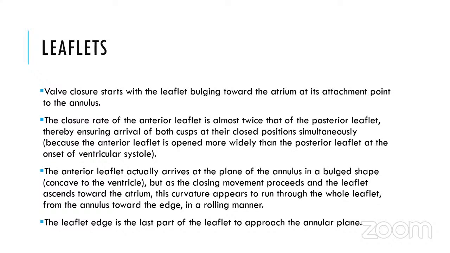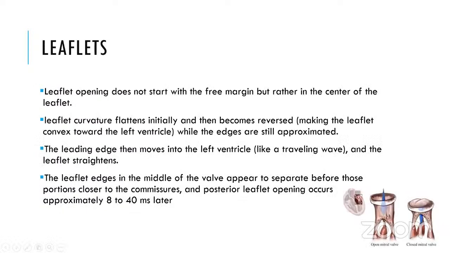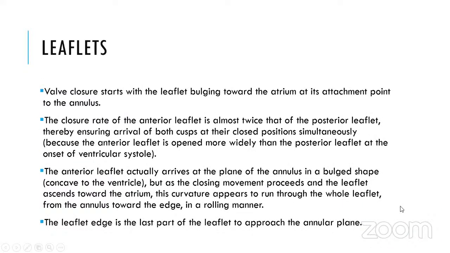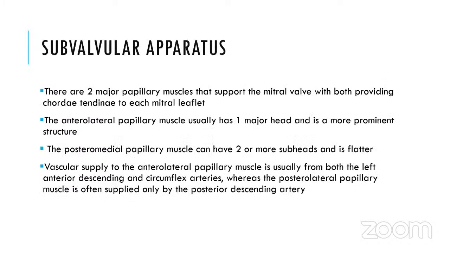The anterior leaflet actually arrives at the plane of the annulus in a bulged shape, concave to the ventricle, as you can see here in the picture, in the corner, the right one, this one. But as the closing movement proceeds and the leaflet ascends towards the atrium, this curvature appears to run through the whole leaflet from the annulus towards the edge in a rolling manner. The leaflet edge is the last part of the leaflet to approach the annular plane.